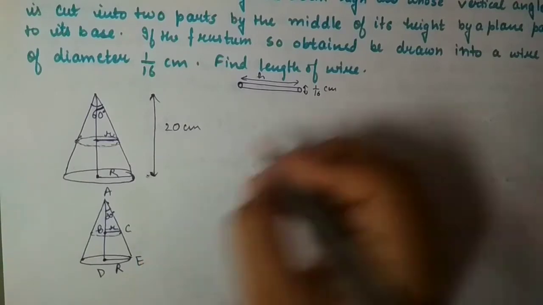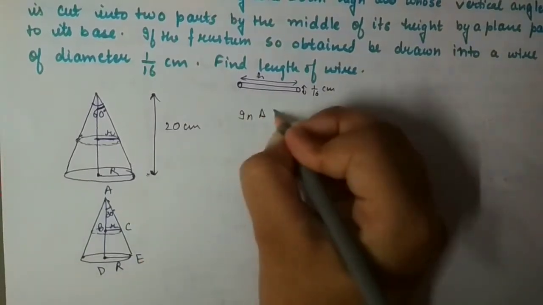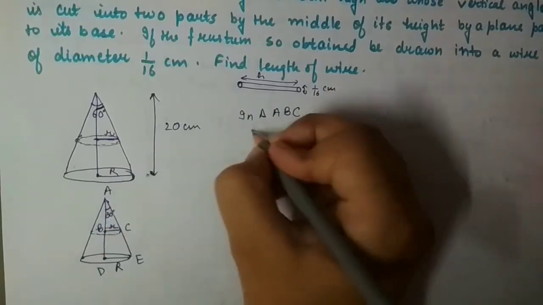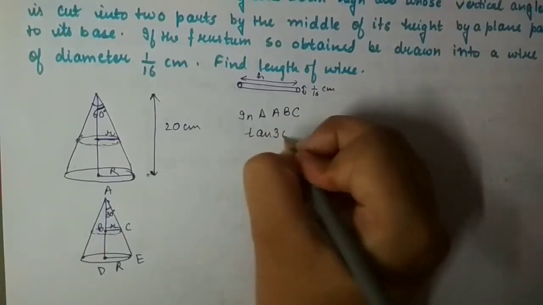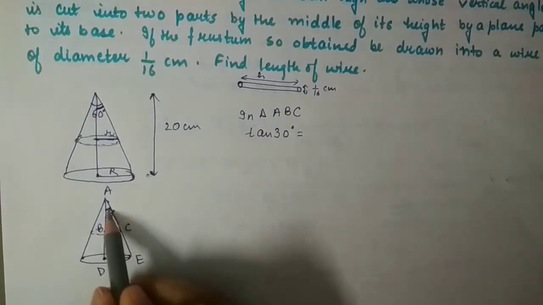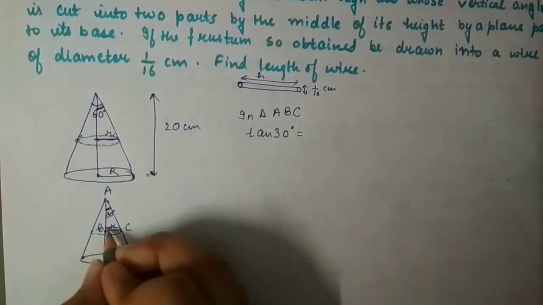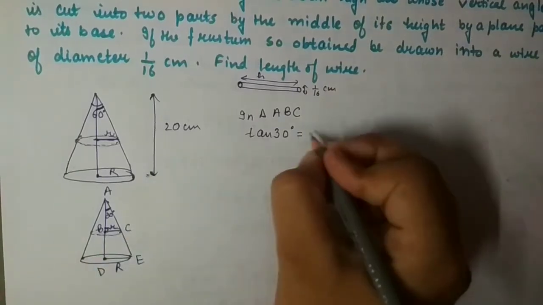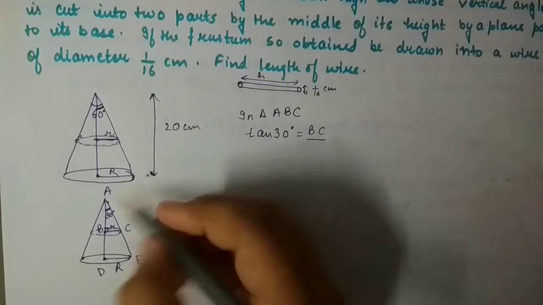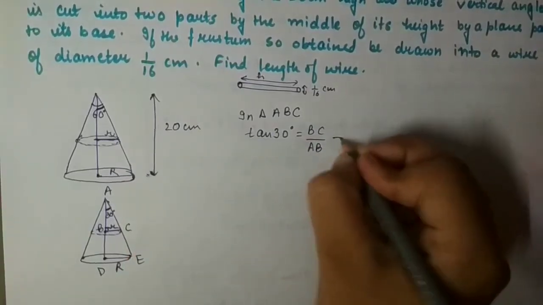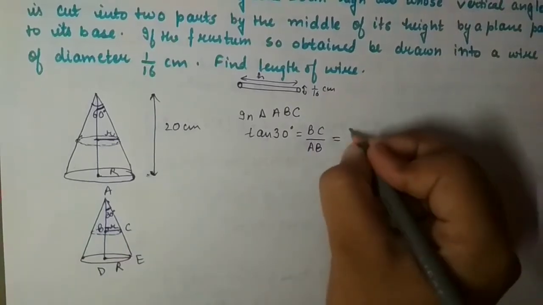So consider triangle ABC, you take tan 30 degrees. Tan 30 degrees is equal to perpendicular upon base. Now if this is theta and this would be 90 degrees, what is the perpendicular? BC is the perpendicular. So perpendicular, that is BC, upon base, that is AB. Now what is BC? BC is small r.